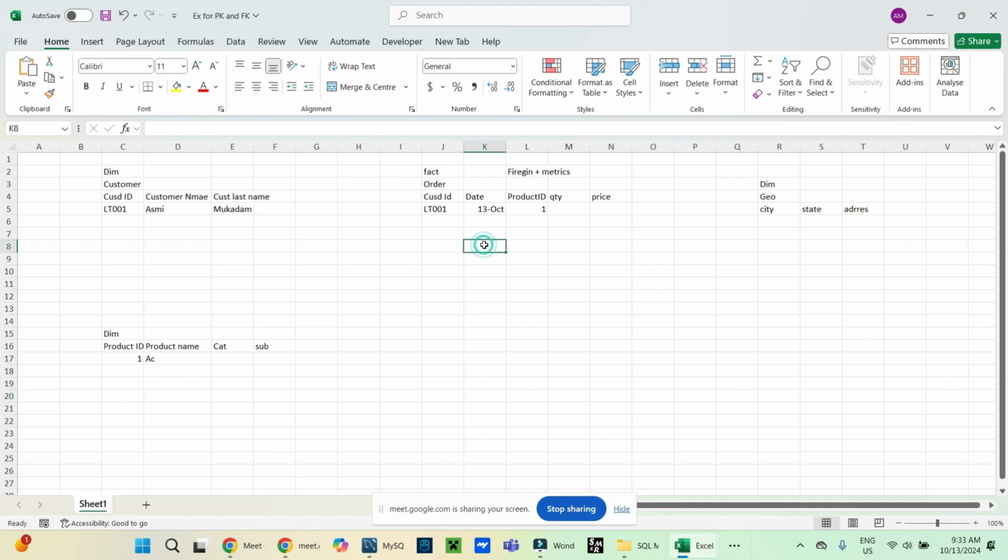Now again on the 20th of October I came and bought something. This time I bought the mobile. So the same customer, LT001, on this date has again bought product number 2, which is mobile, from the same site. Now maybe next month, on the 1st of November, I am coming to the site again and buying a third product. LT001 will be there, and suppose the third product is a refrigerator.